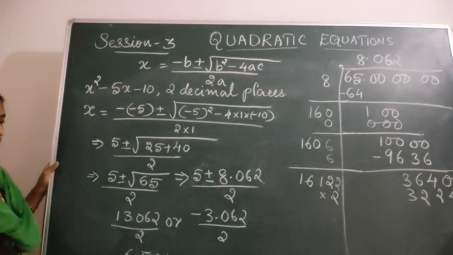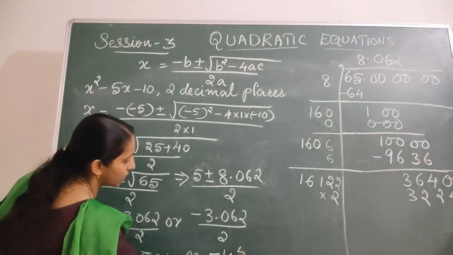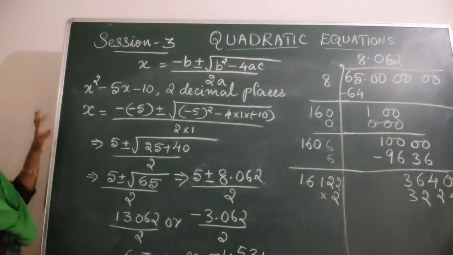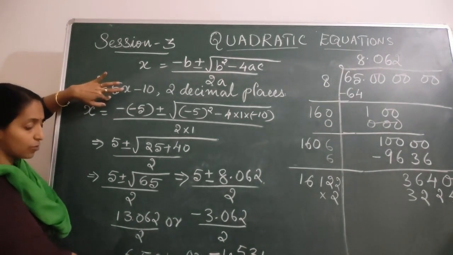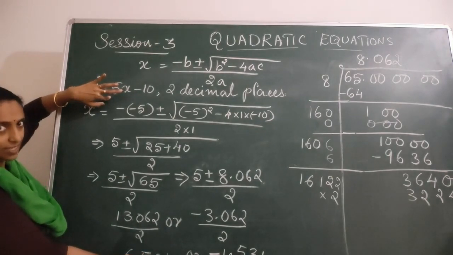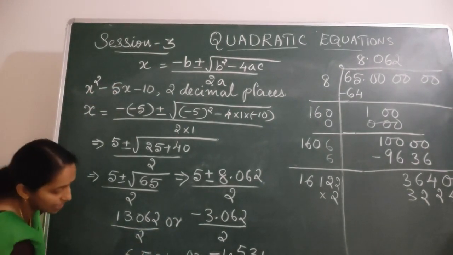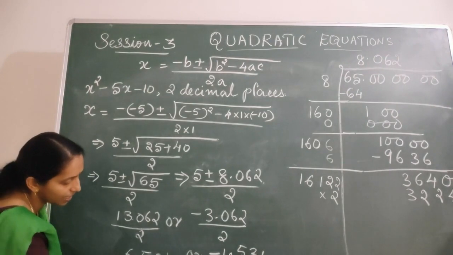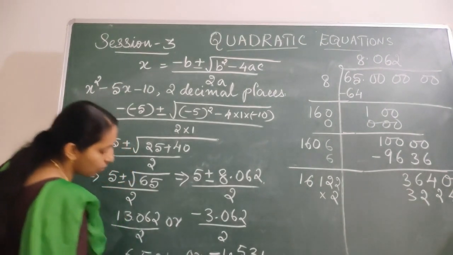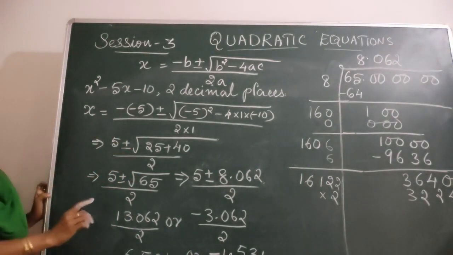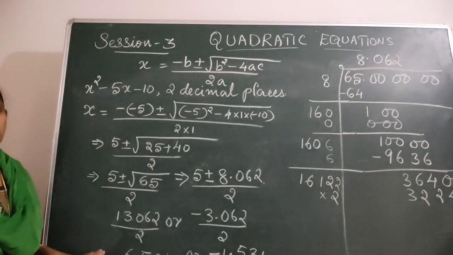6.531, and here you will get it as minus 1.531. Our question is corrected to 2 decimal places. We have taken 3 decimals here and rounded it off to 2, and the third digit is less than 5. So the final answer is 6.53 or minus 1.53. So this will be the final answer for this question, corrected to 2 decimal places.